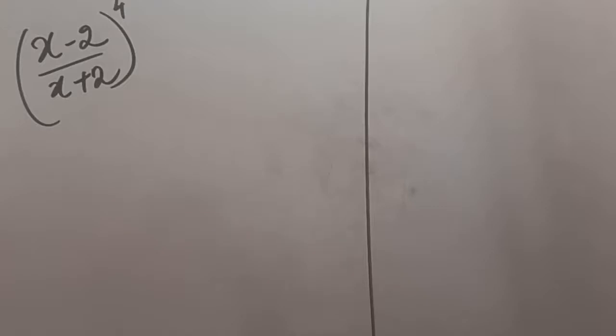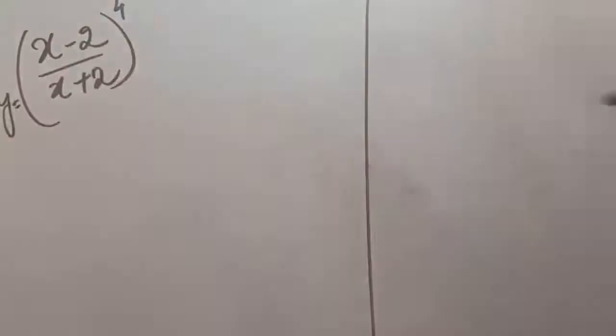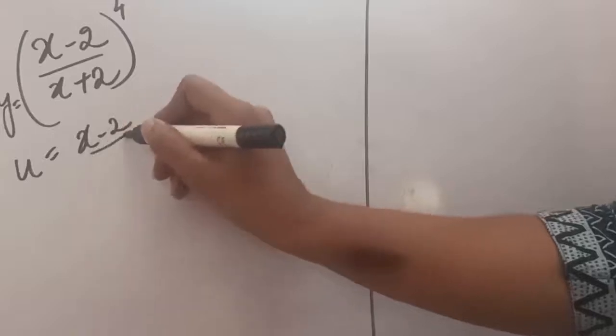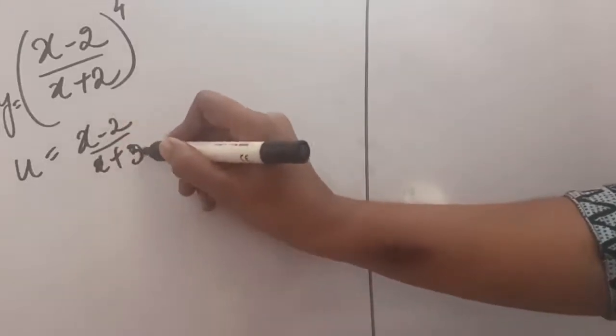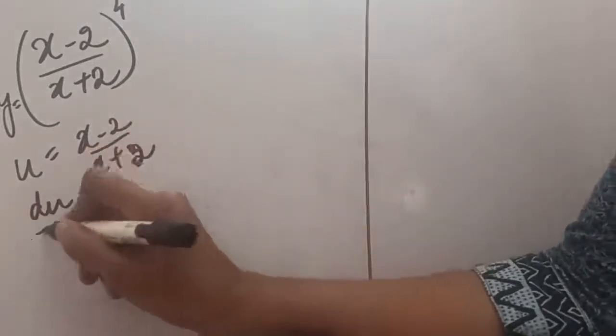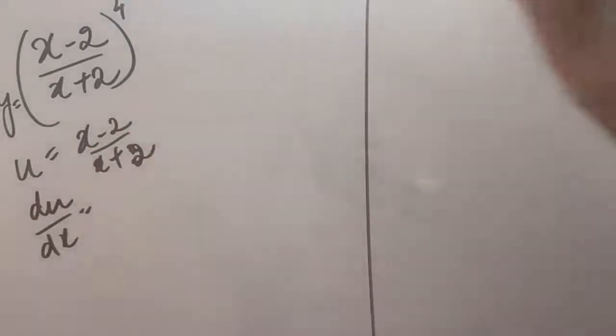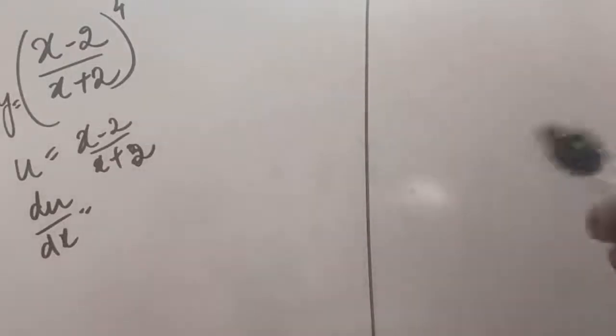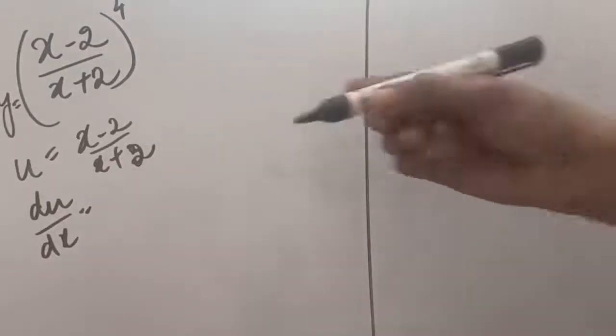Now in this question you have been given x minus 2 divided by x plus 2 and entire power is 4. So if we want to solve this question with the help of chain rule, this is our y, and we can put, let u is equal to x minus 2 divided by x plus 2. So this is our u, and if we want to take the derivative, that is du upon dx. Now how the derivative is taken, I hope you all can understand, this is a division problem. So here quotient rule will be applied to solve it.